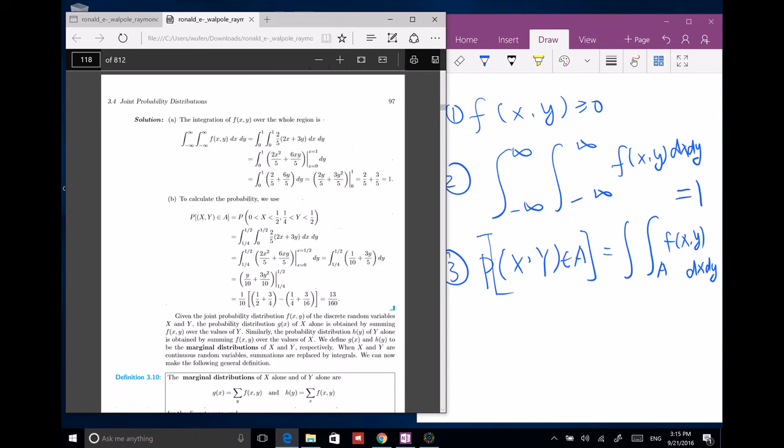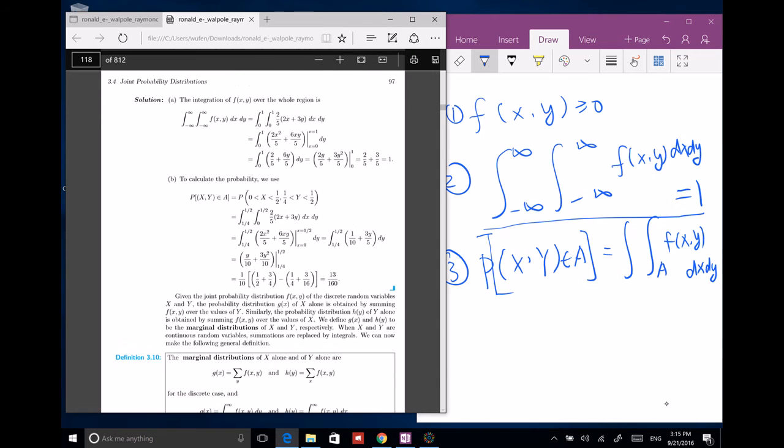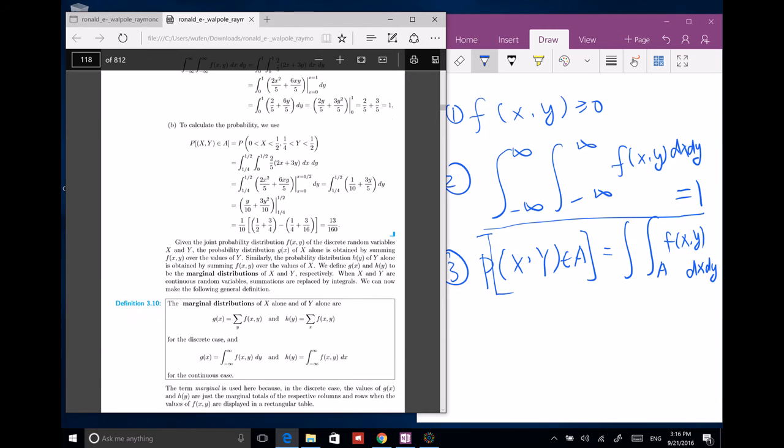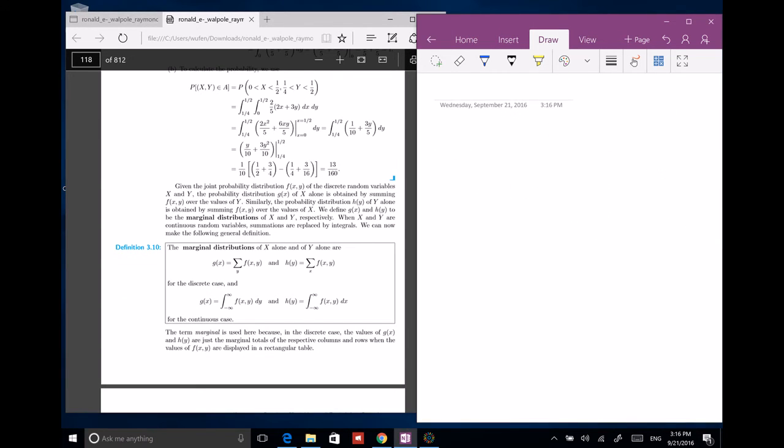For the first one, you check if it equals 1. If it equals 1, yes, it's a proper distribution. For the second one, with x from 0 to 1/2 and y from 1/4 to 1/2, you set up a double integral. Find the antiderivative for x and the antiderivative for y. It's really simple. Okay, if you need help with antiderivatives or integration, please let me know.